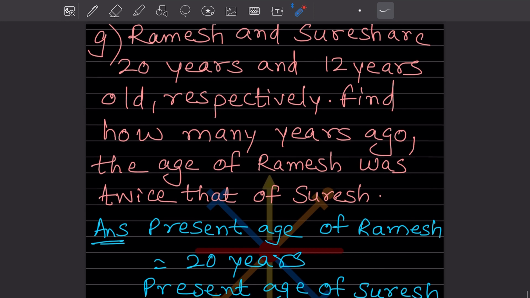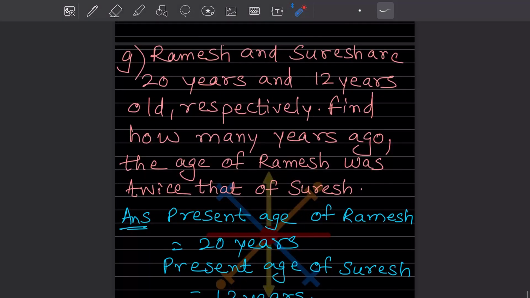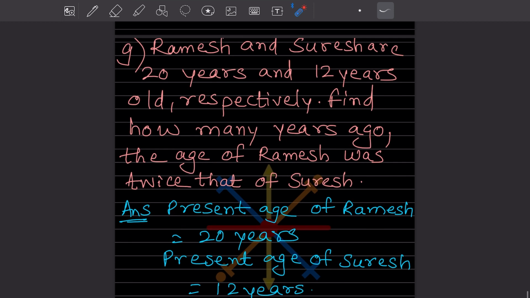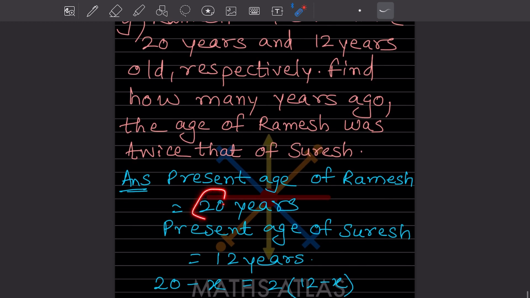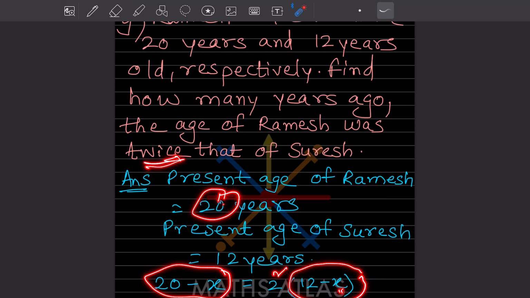So now the present ages are given over here. The present age of Ramesh is 20 years, and the present age of Suresh is 12 years. So now what are we going to do? We are going to consider that x. They said ago, and ago means we are going to consider this as x. So this is 20 minus x. That is twice that of Suresh, means 2 times Suresh. The present age is 12, and ago means minus x, so 12 minus x.